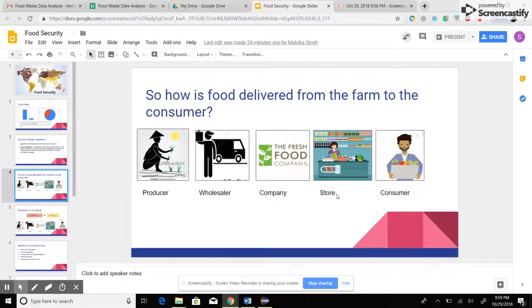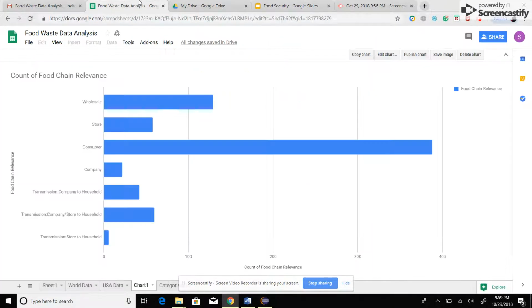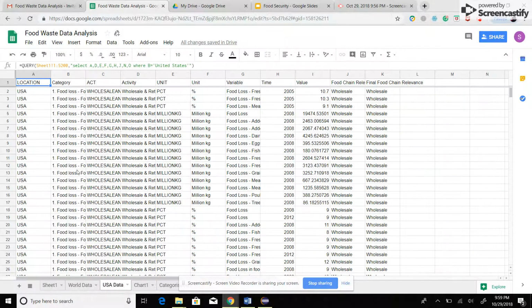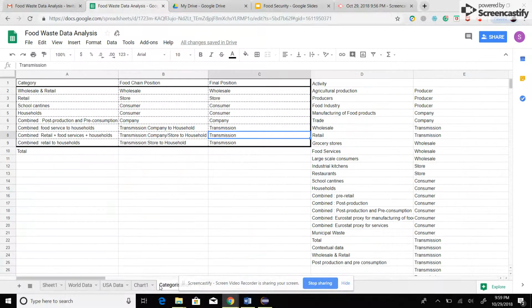Using this theory, this is our data set right now, the world data set. From this, we extracted all the data from the USA. We did a further analysis of this data by categorizing it. As you can see over here, there is something known as activity. This activity, we categorized into different positions of the food chain. These are all the unique categories, and this is what the categorization in the food chain was.